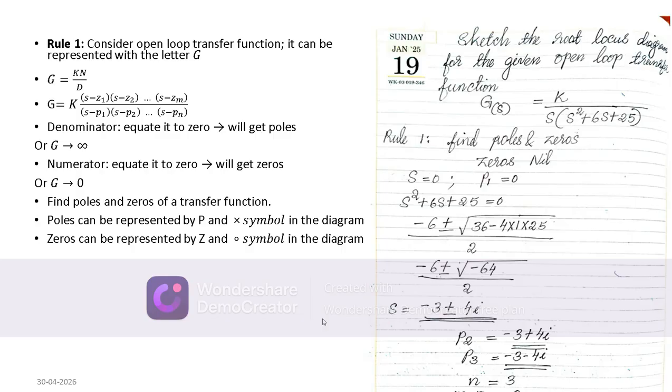One more thing: the number of poles is normally represented with the letter N. Here we are getting 3 poles, so N equal to 3. The number of zeros is normally represented with the letter M, and here there are no zeros, so M equal to 0.